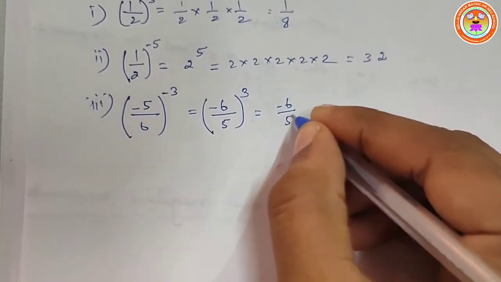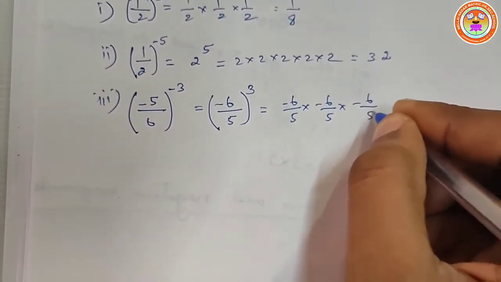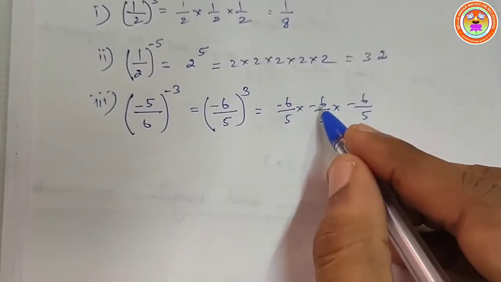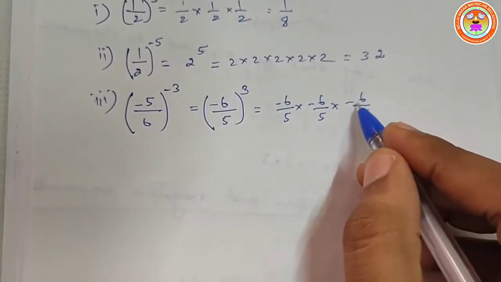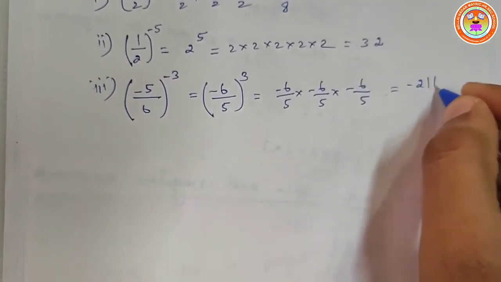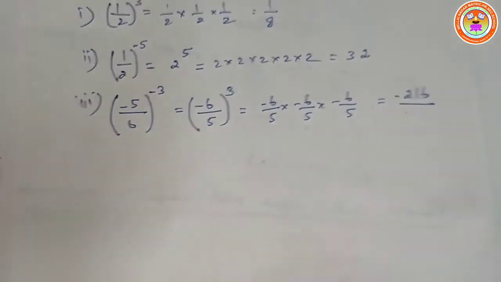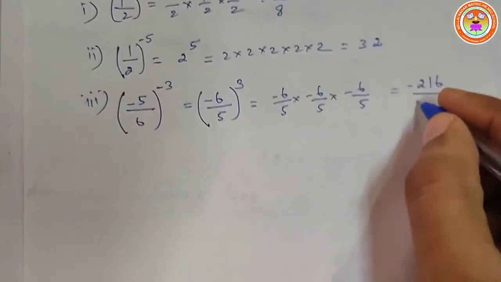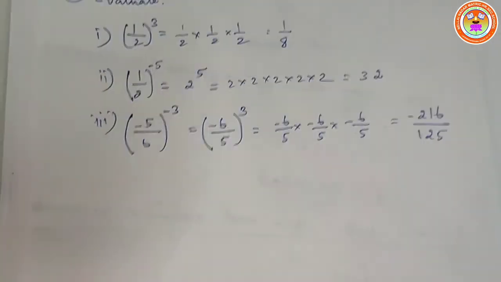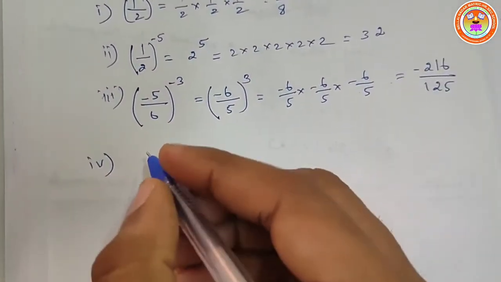minus 6 by 5 into minus 6 by 5 into minus 6 by 5. So minus 6 into minus 6, 36, minus 36 into minus 6 is nothing but minus 216 by 5 into 5, 25, 25 into 5, 125. Sorry, 125. So this is the answer. Clear, children? Now we will move on to the fourth subdivision.